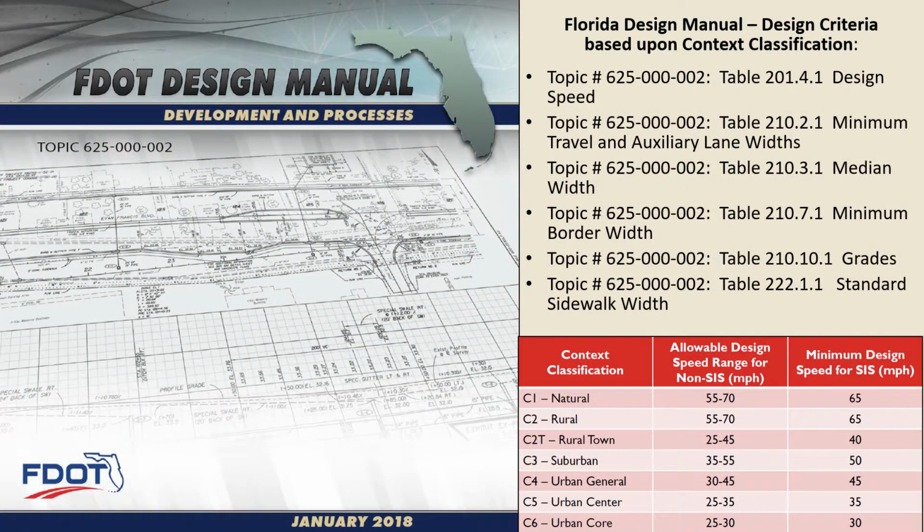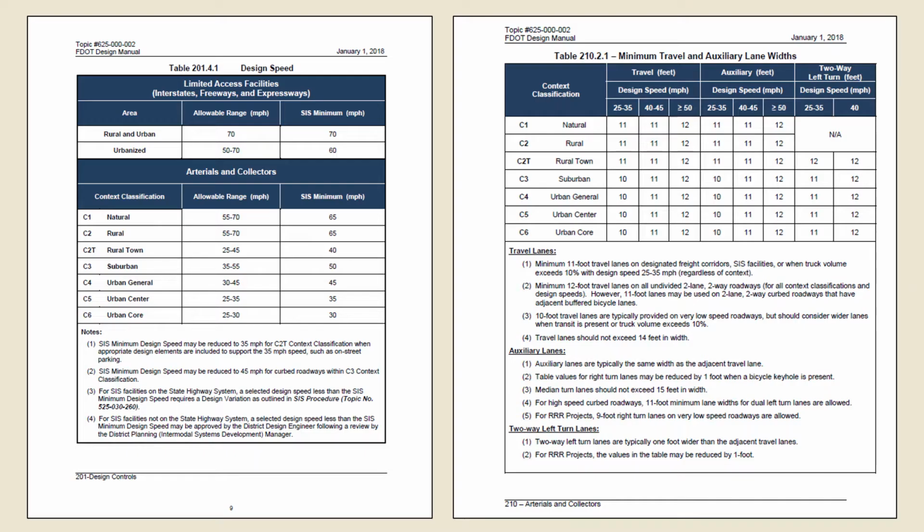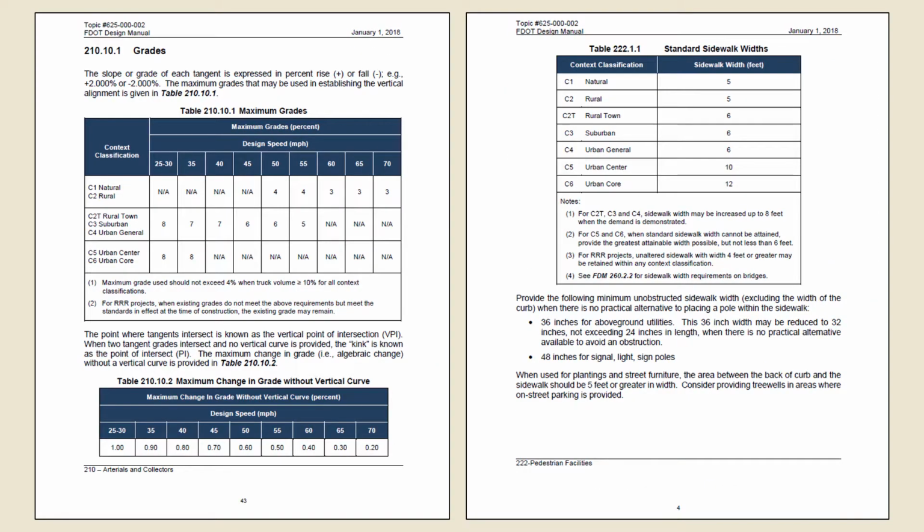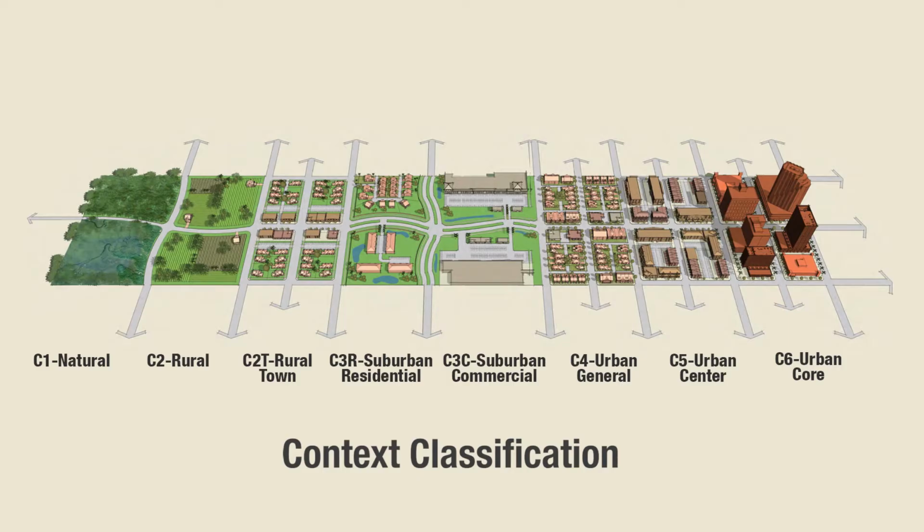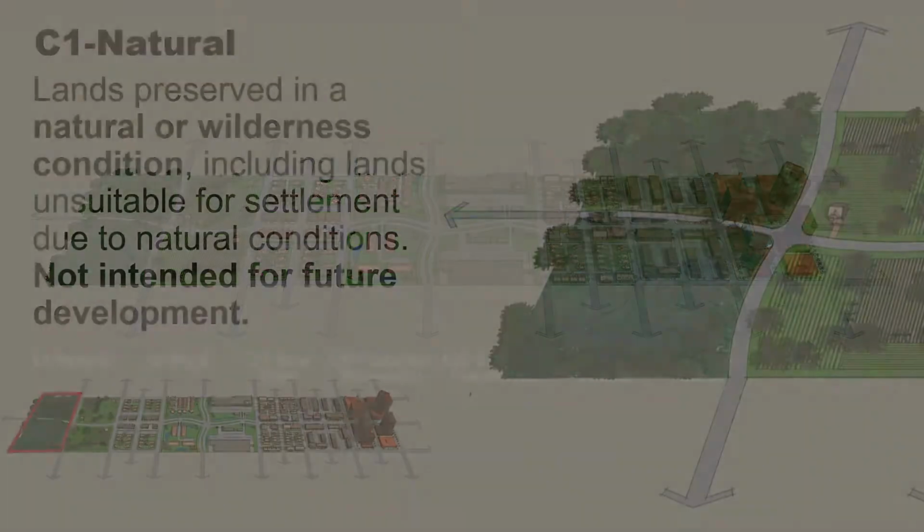The FDOT Design Manual, or FDM, uses context classification to establish appropriate design criteria. For instance, design speeds are lower in urban areas than in suburban or rural areas, and sidewalks are wider in urban areas than in suburban or rural areas. There are 8 context classifications that identify various built environments along roadways in Florida. This context classification system emphasizes the need to support expected users within a system of complete streets. Now, let's take a look at each of the 8 context classifications.